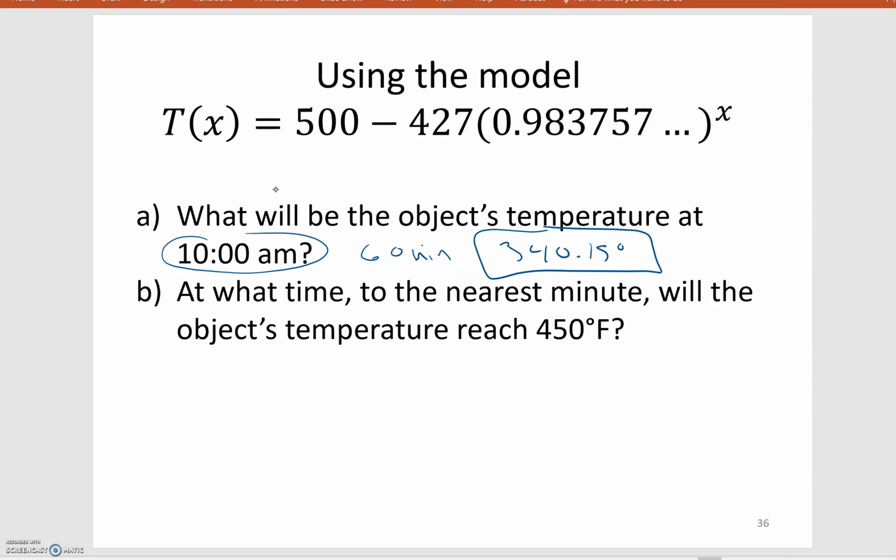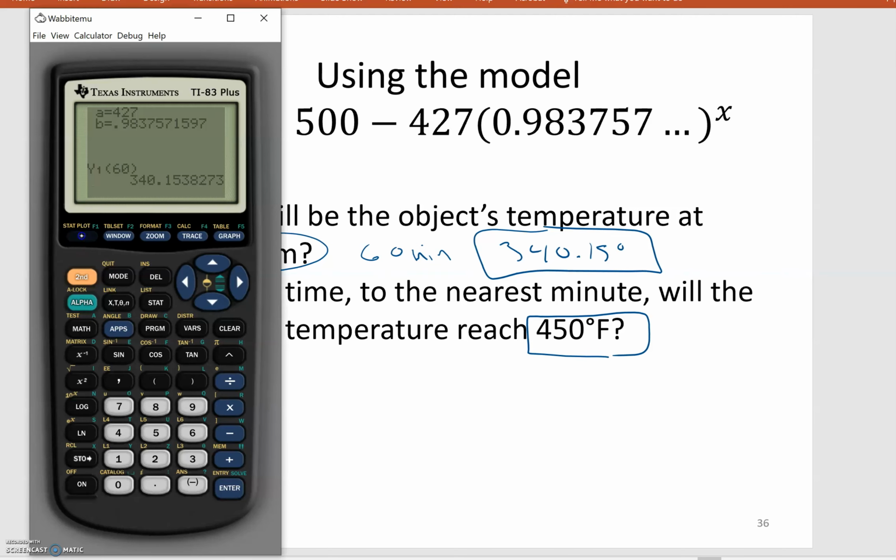Question B, at what time to the nearest minute will the object's temperature reach 450 degrees Fahrenheit? That's a calc intersect question, because 450 degrees is an output of the function. So we'll go to our function list and add 450. And we want to know how long it takes to do this.